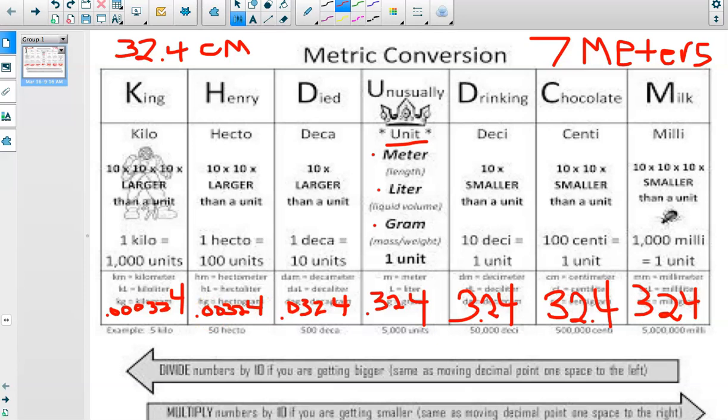When you do the IXL, I would have this sheet that I have up on this video here. I'd have this maybe split screened, and then you'll be able to look at the conversion sheet. If you want your own version of it, I just went to Google and typed in King Henry died unusually drinking chocolate milk, and this is what came up. I've used this one every year, and it's a pretty good one.